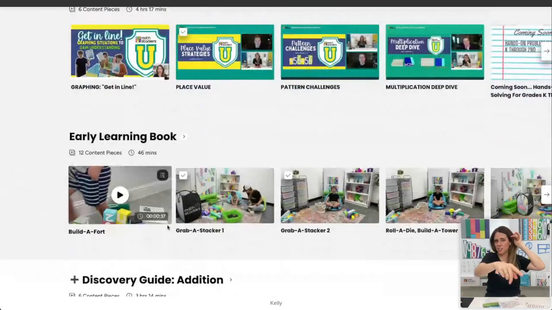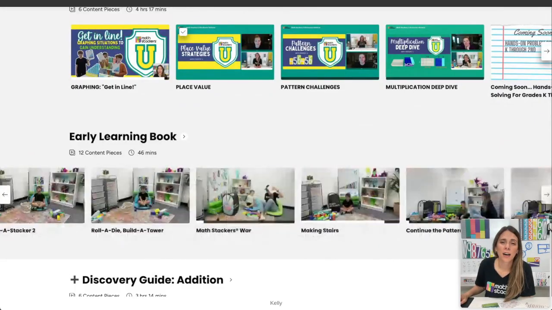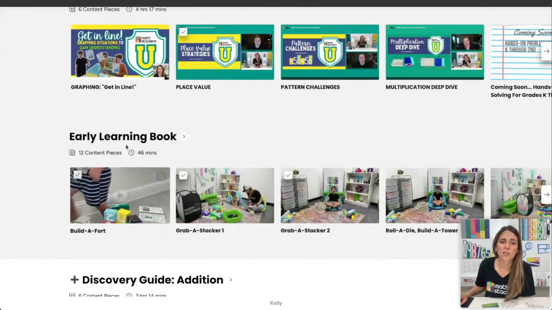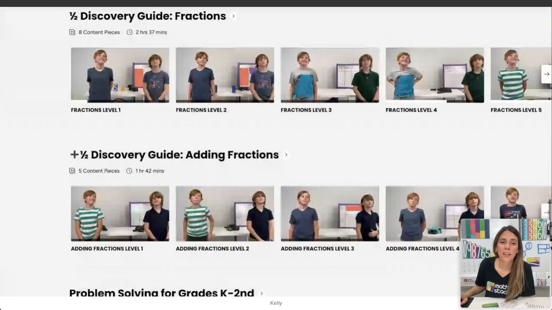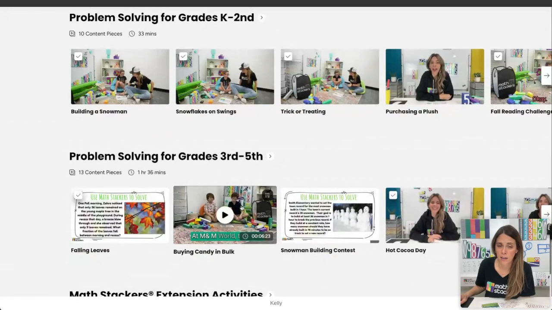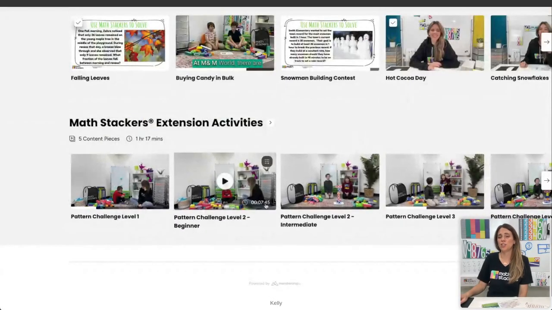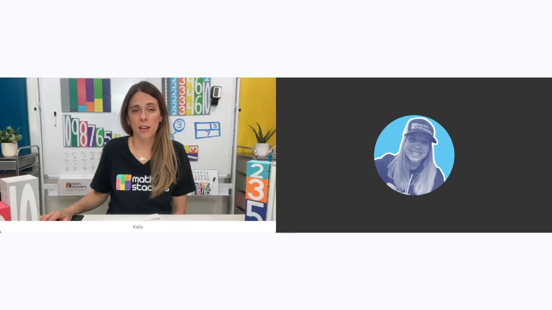If we have some pre-K teachers, I know we do, here with us today, we have 12 of our 20 early learning book activities. This is the book that comes with our learning systems, videos of kids doing that. And then, of course, we have our problem solving for 3rd through 5th grade on here. And we have some pattern extension challenges. And we've got some fun new types of challenges that we're going to be doing this spring with you guys. So much is in Math Stackers U.